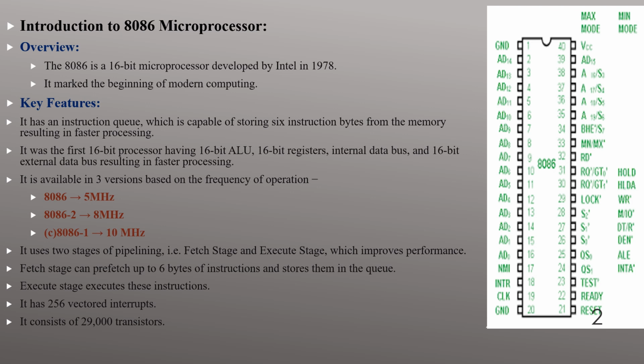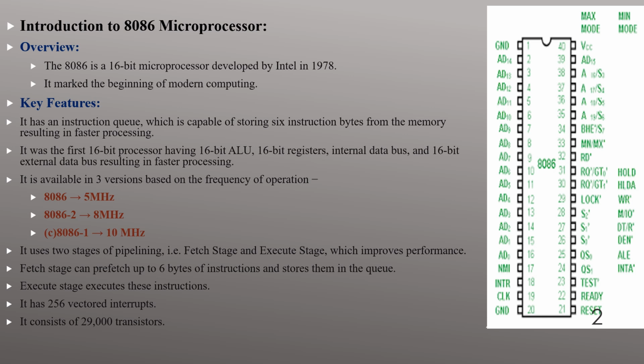Next part is the pipelining. So what is called pipelining? The microprocessor employs a two-stage pipelining process. First one is the fetch stage and the second one is the execute stage. In the fetch stage, it prefetches instructions and stores them in the instruction queue, which we already know, and in the execute stage, it executes the prefetched instruction, thereby improving the overall performance.